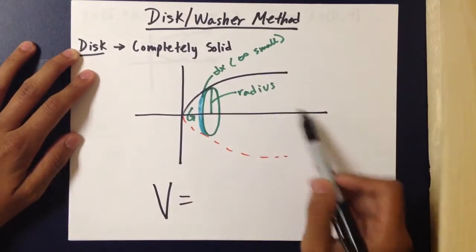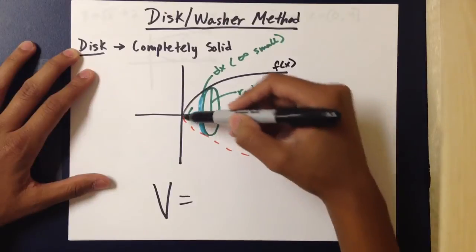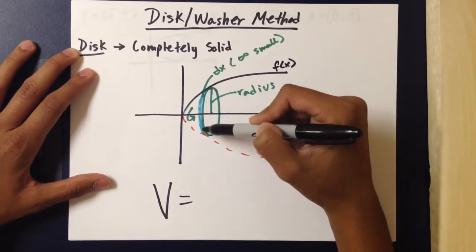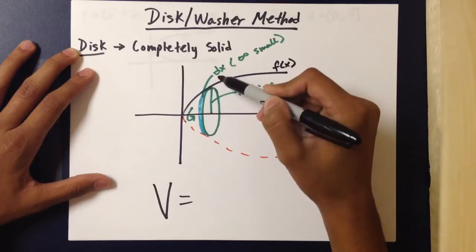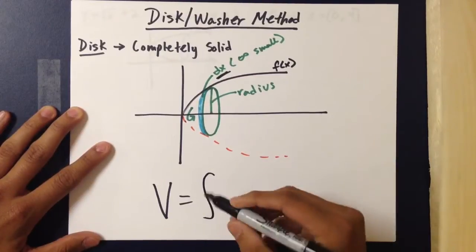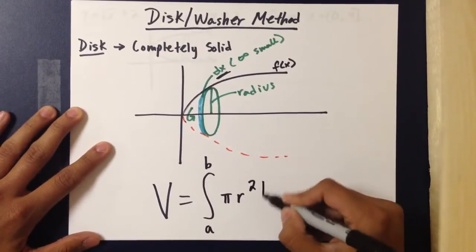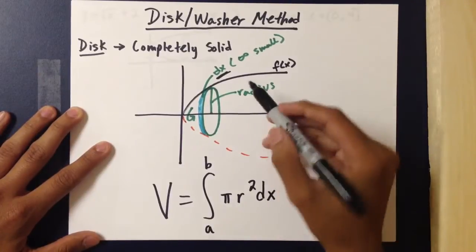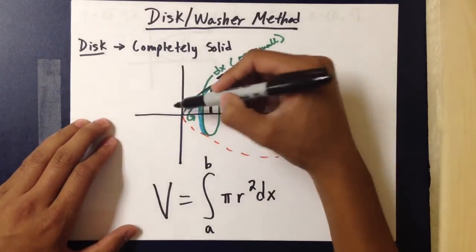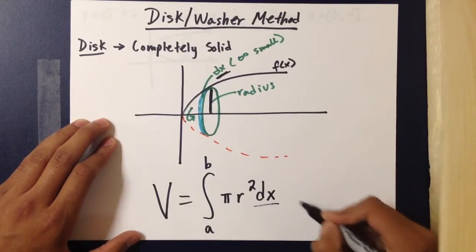If we have any function f of x and they ask us to rotate over the x-axis, we get a disk. This being our radius, and the infinitely small thickness being dx. A formula given for volume would be the integral from a to b of pi r squared dx. The r being right here. This can also take place with respect to the y-axis. You would just have to switch to respect to y.